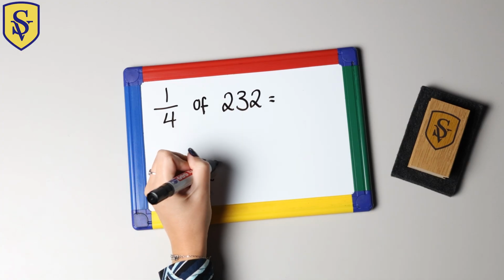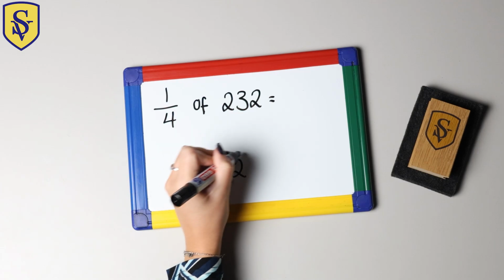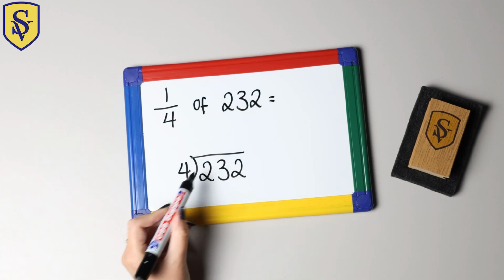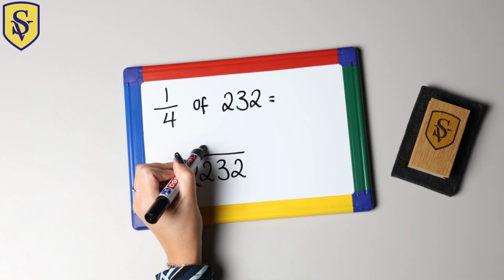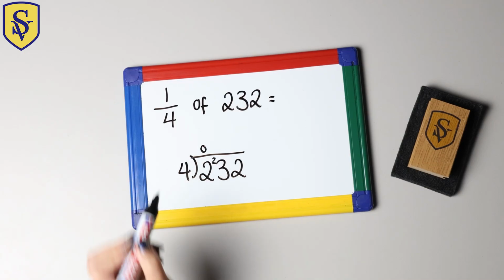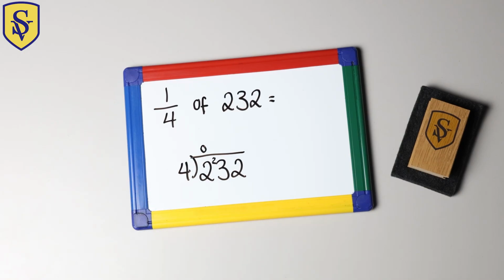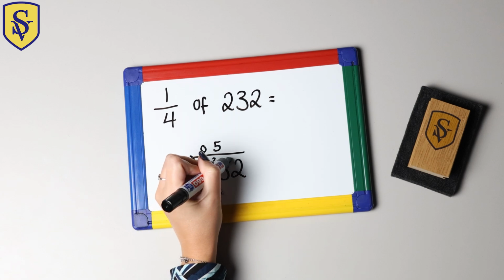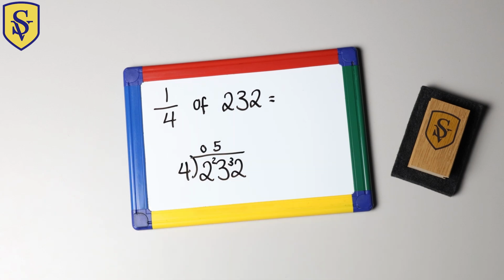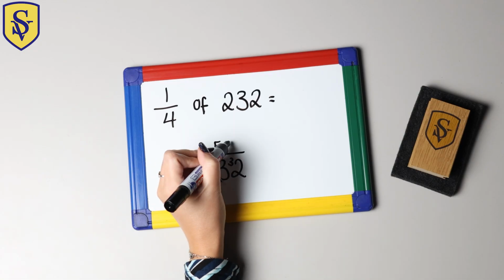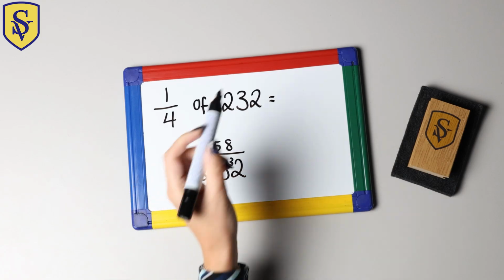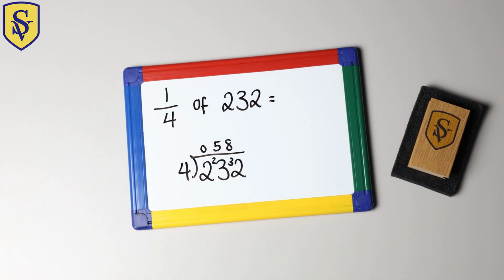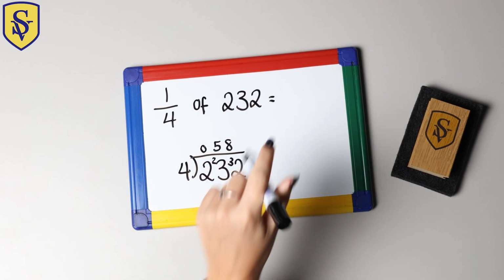So 232 divided by 4. How many 4's go into 2? That is 0. Carry the 2 across. How many 4's go into 23? That is going to be 5, remainder 3. And how many 4's go into 32? There is going to be 8 and none left over. So the answer to 1/4 of 232 is 58.